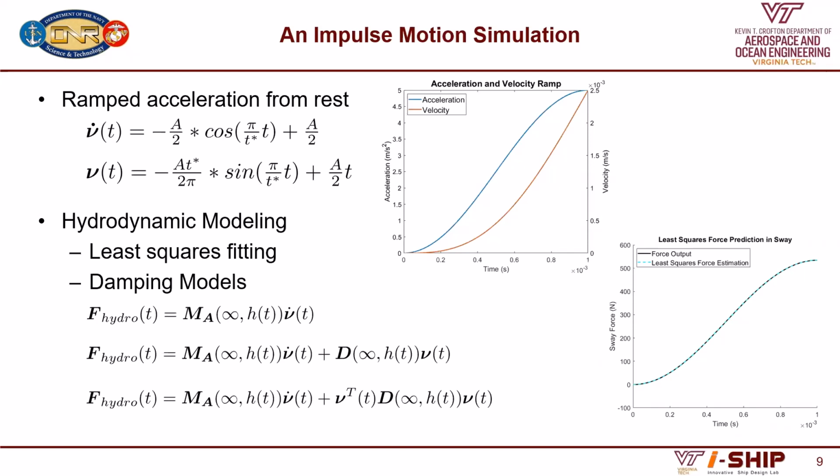We then use least squares fitting to model the hydrodynamics using a couple of different damping models. One, over such a short amount of time, we wanted to know, is damping even relevant? And then we also have a linear damping model and a quadratic damping model. The plot on the bottom right just shows the results of this least squares fitting using a linear damping model. And we see that the least squares force estimation matches the actual force output from the simulation very well.